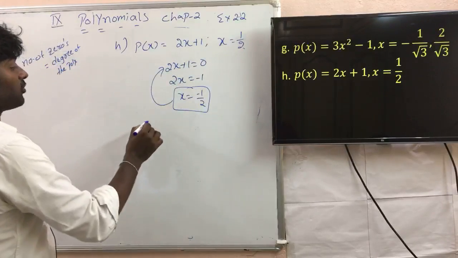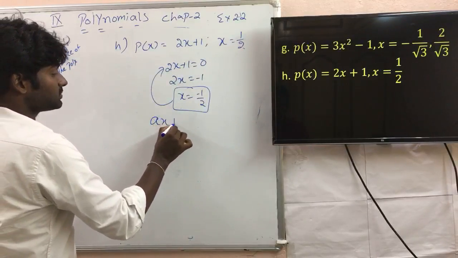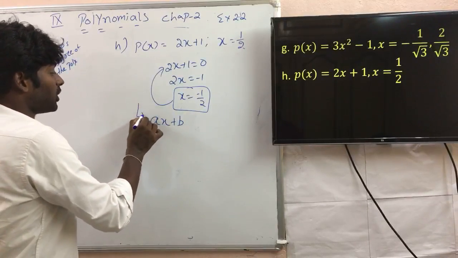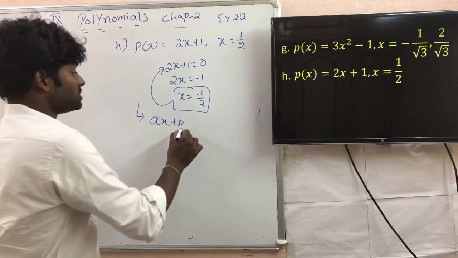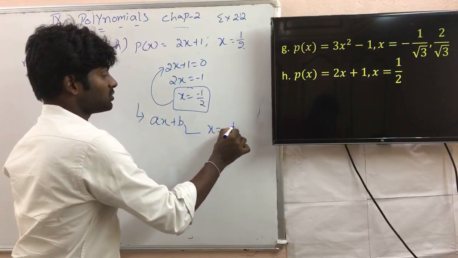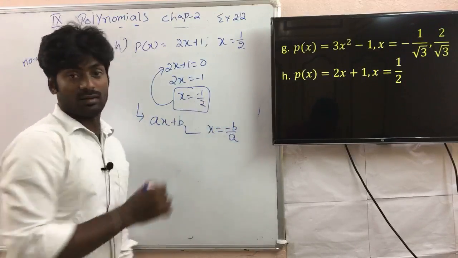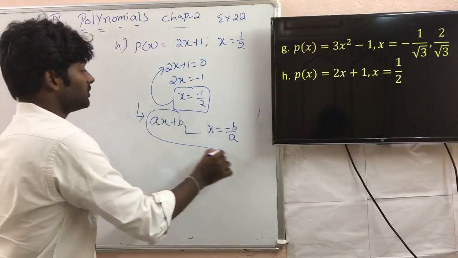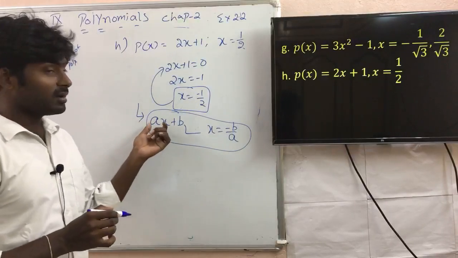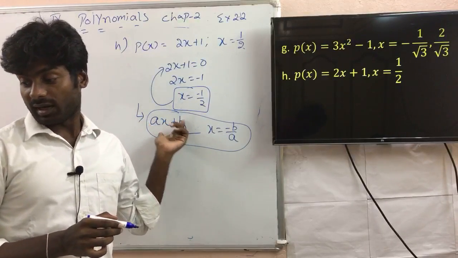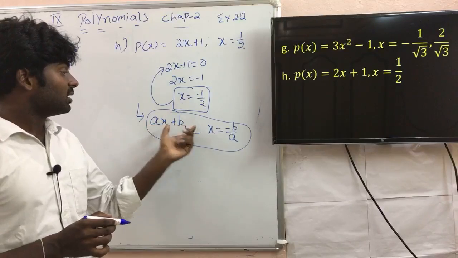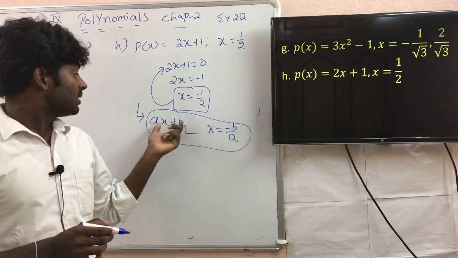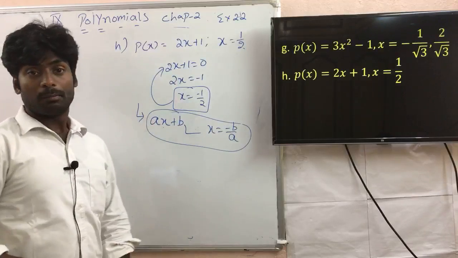And remember the standard form for a linear polynomial. If the linear polynomial is in the form ax plus b, then the zero is given by x equals minus b by a. This is the standard form of the zero for a given linear polynomial. If ax plus b is the linear polynomial, then x equals minus b by a is the zero for the given polynomial.